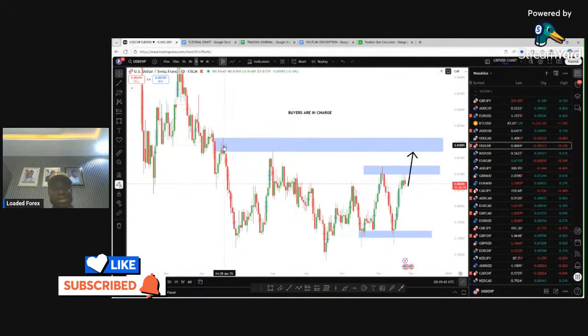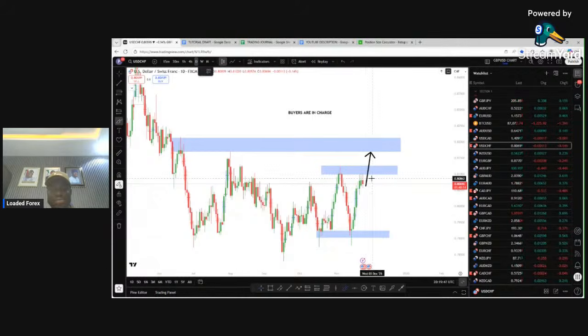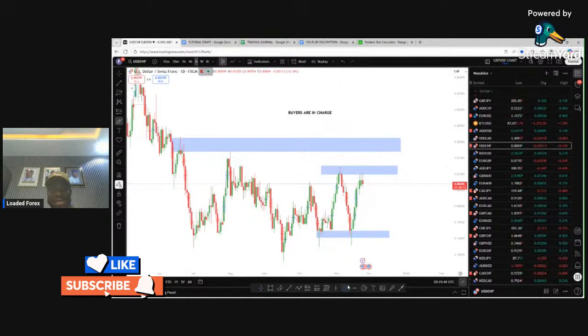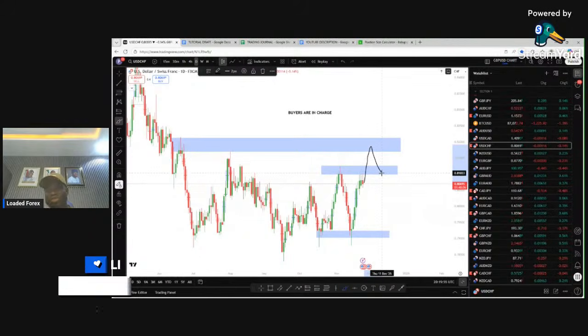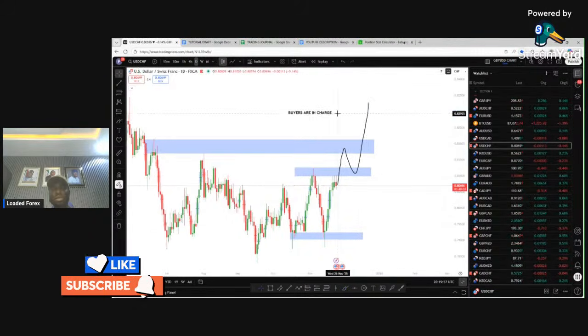Now I have a resistance here, another resistance here. So if the price action invalidates this one to the upper side, the price is heading to the next resistance here. Then I'll wait for it to retrace to this zone here. Then I will take a buy opportunity.